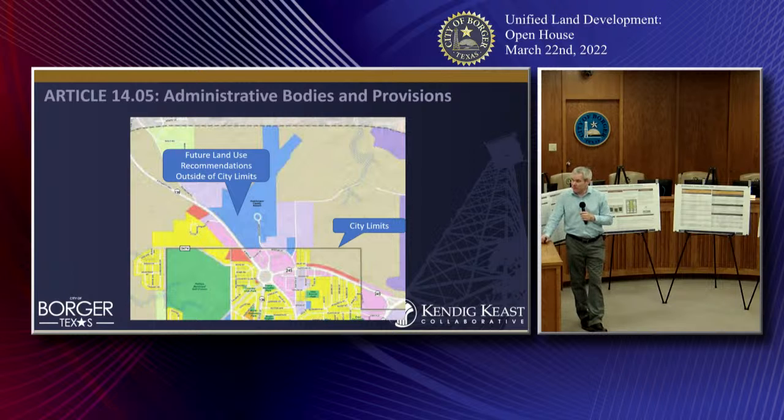Probably another example that I could have used is that subdivision to the west of where the city limit line makes a 90-degree angle on the left. That one, if that subdivision were ever annexed, would be one of the low-density residential zoning districts, because that's the closest to what the future land use map calls for in that area.